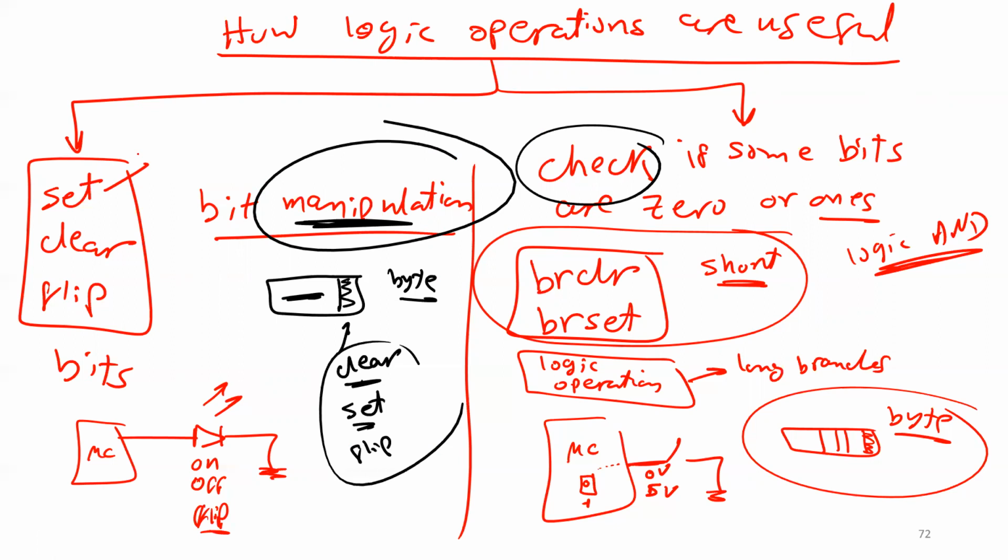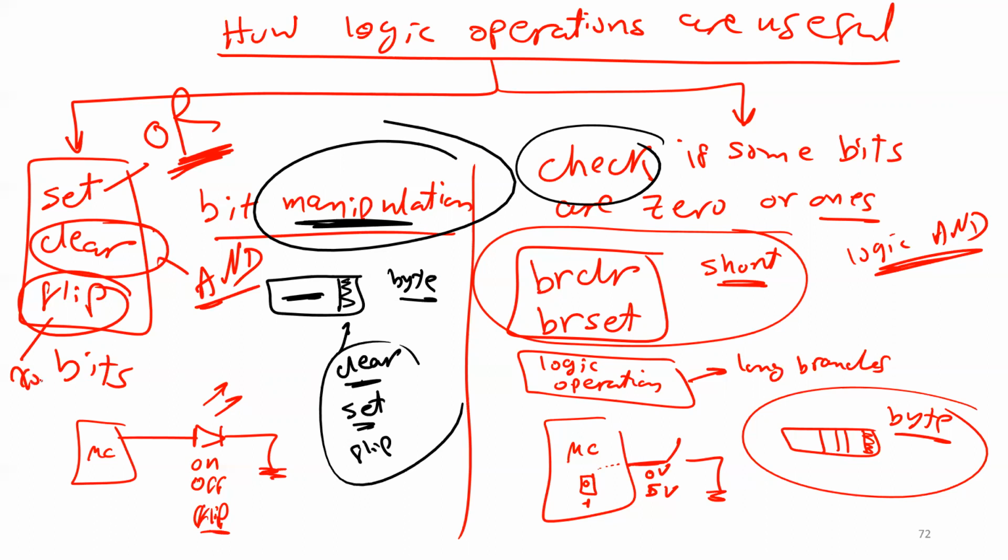Don't change the other bits. You have to use OR, logic OR, all the time. If you want to clear some bits, you have to use logic AND, all the time. If you want to flip some bits, you have to use XOR, for flip. Okay? All the time.